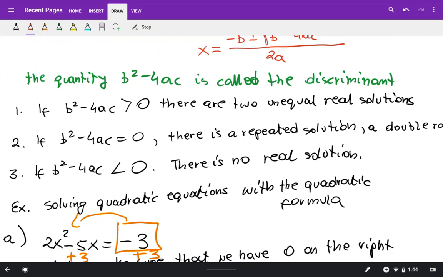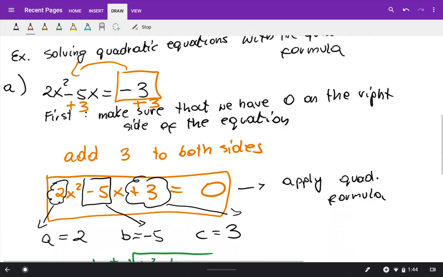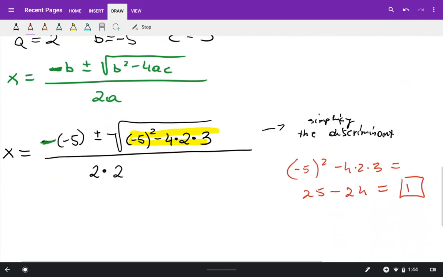Okay, so this is our first part. Your discriminant is greater than 0. Okay, so we will have 2 real solutions.